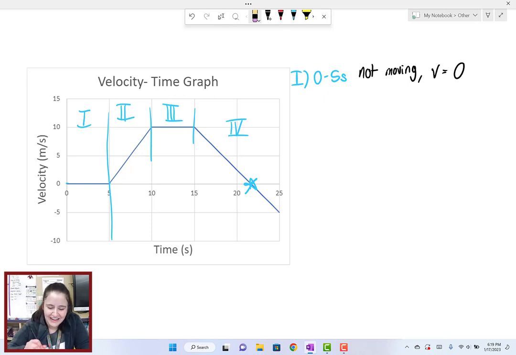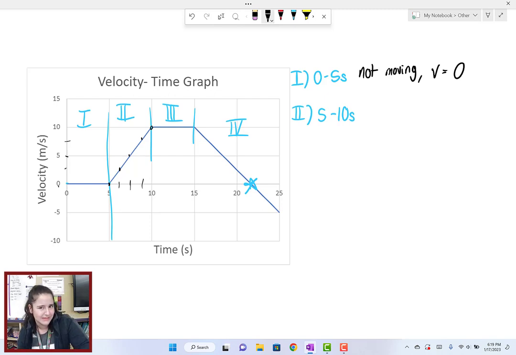Let's do a slightly more complicated section where it's actually doing something. So we have from 5 to 10 seconds. Let's think about what this motion is describing. At 5 seconds, it's going 0 meters per second. 6 seconds is about here. It's going a little faster. At about 7.5 seconds, it's going 5 meters per second. At about 8 seconds, maybe it's going like 7.5. And then by 10 seconds, it's going at 10 meters per second. So it went from 0 meters per second to 10 meters per second.